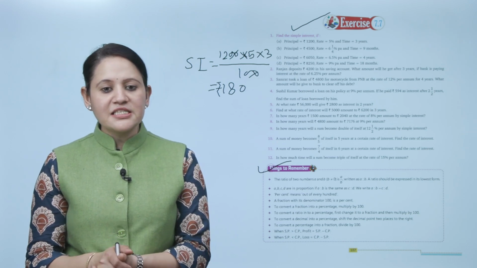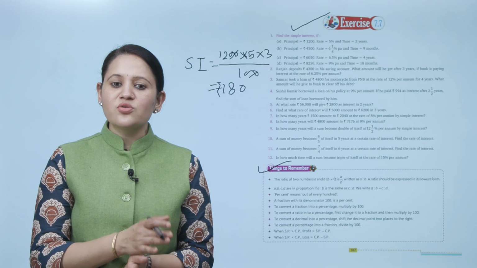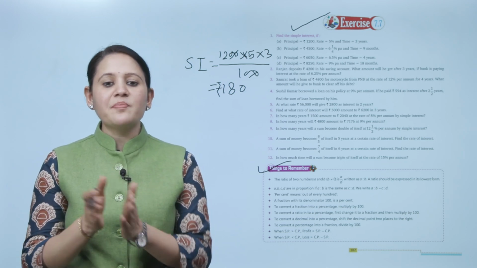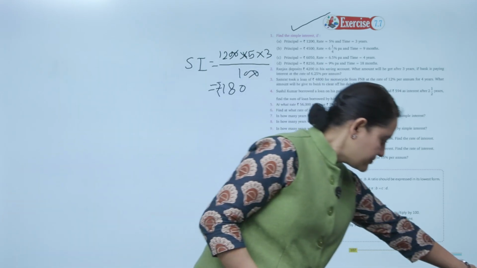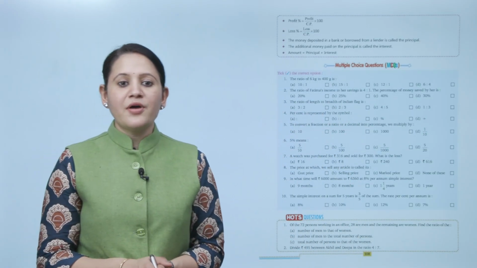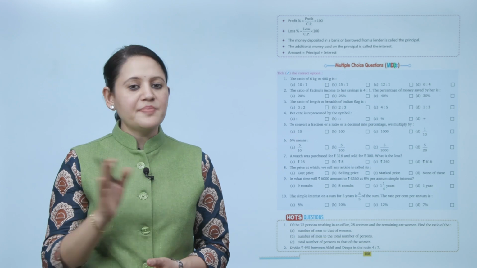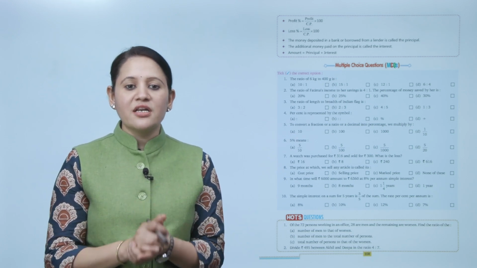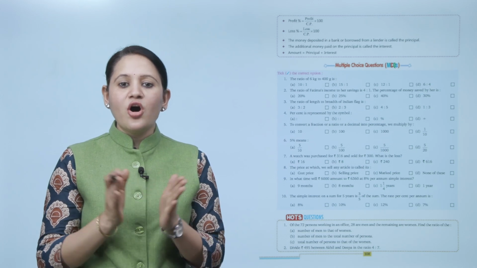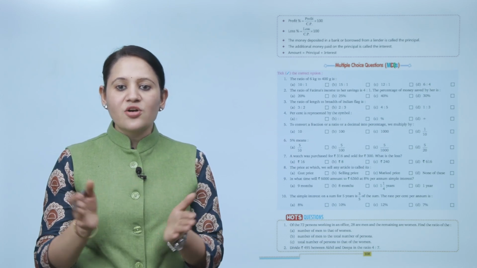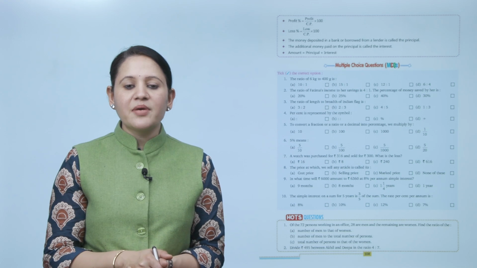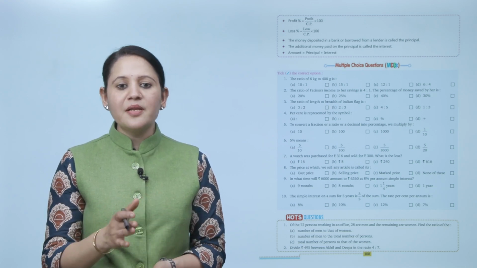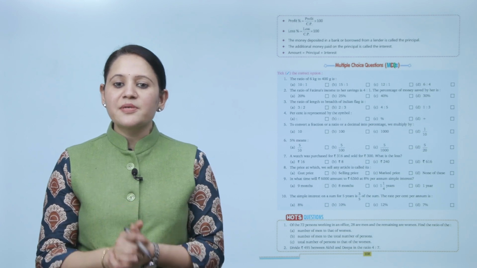If SP is greater than CP, then profit. Profit equals to SP minus CP. When SP is less than CP, then it's loss. Loss equals to CP minus SP. Profit percentage, that is equals to profit upon CP into 100. Loss percentage, that is equals to loss upon CP into 100. The money deposited in a bank or borrowed for lender is called the principal. The additional money paid on the principal is called the interest. Amount equals to principal plus interest. Next is multiple choice questions.